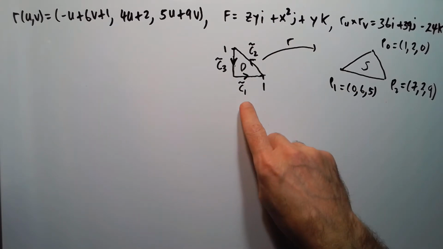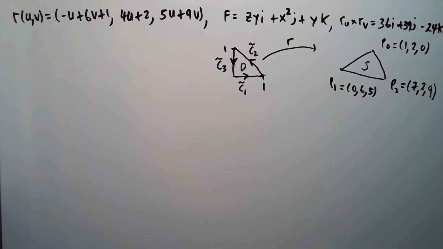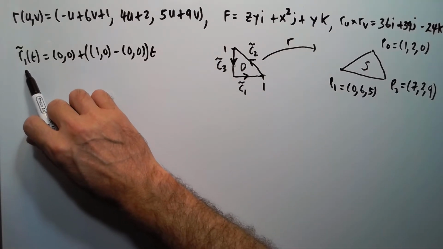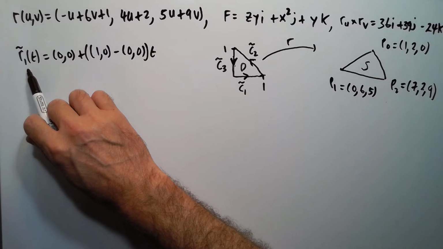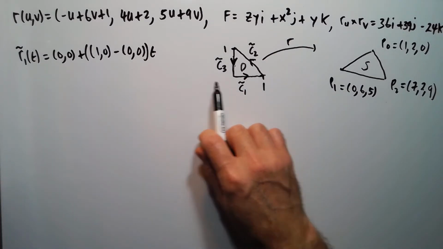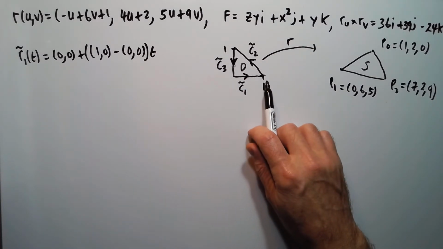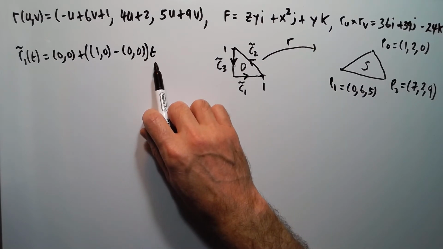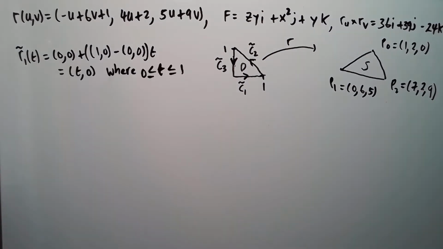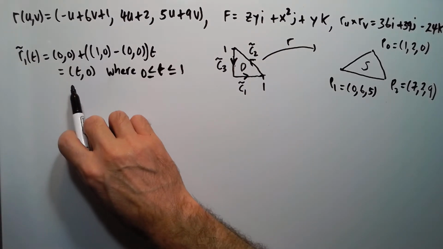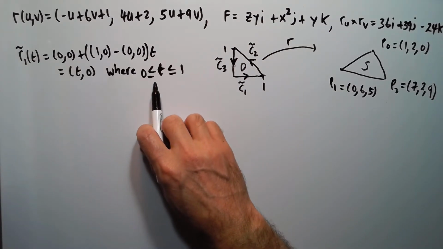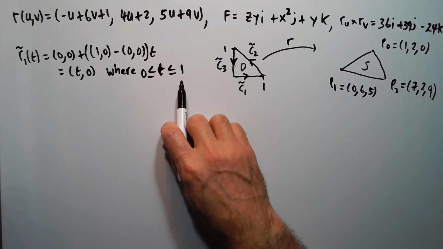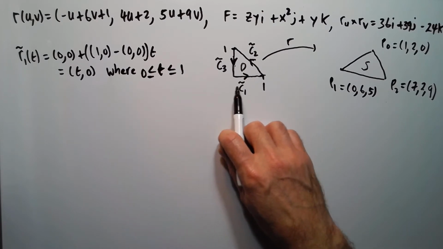Okay, let's do C1 tilde first. I'm calling our parameterization of C1 tilde R1 tilde. There's going to be start point (0, 0) plus end point (1, 0) minus start point, times t. So when you work this out, you get (t, 0). And again, when you parameterize a line, t goes from 0 to 1. So that's parameterizing my C1 tilde guy.